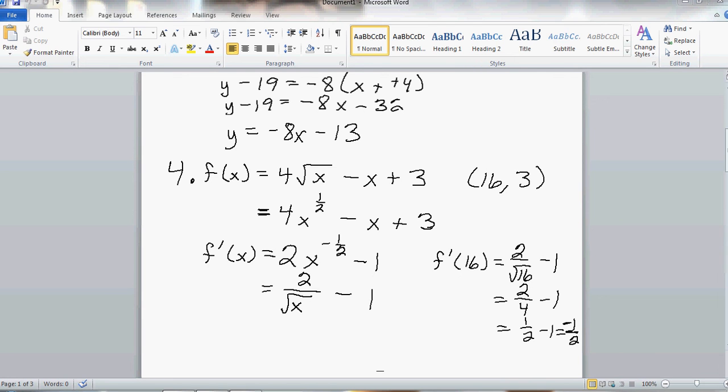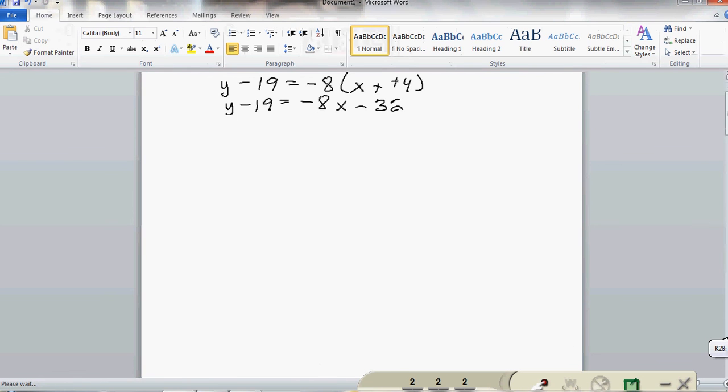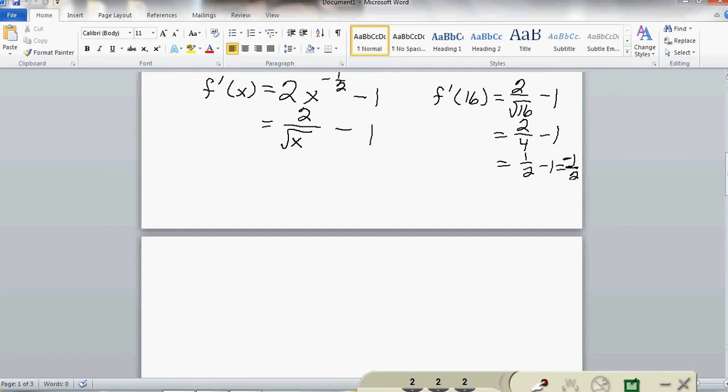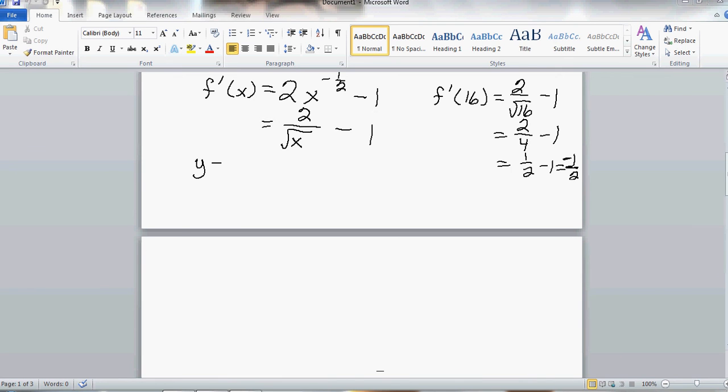Now, to answer the question, what is the equation of the tangent here? We just need to do some algebra 1, and this is what we get. Y minus 3, because that's the y value of the point, equals negative 1/2 times x minus 16. And then just doing the algebra, we get this. Y equals negative 1/2 x plus 11.